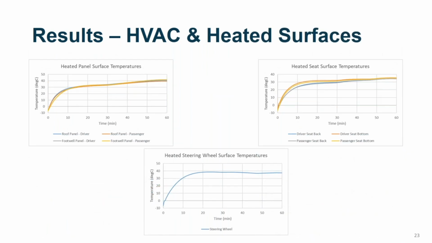These graphs represent the surface temperatures of our heated surfaces. As you can see with all of the surfaces, they reach approximately 30 degrees Celsius by 10 minutes. With these plots, we basically want to make sure that we're not creating an unsafe condition for the human. So we want to make sure those surface temperatures are below 43 degrees C, which they are for the entire simulation, which means they're safe touch temperatures for the humans.